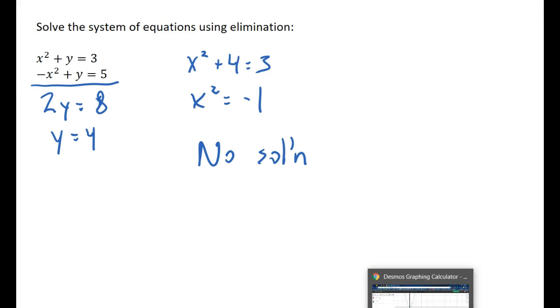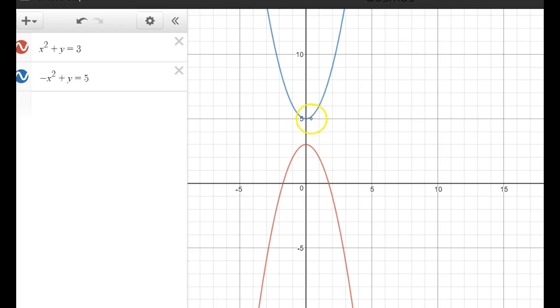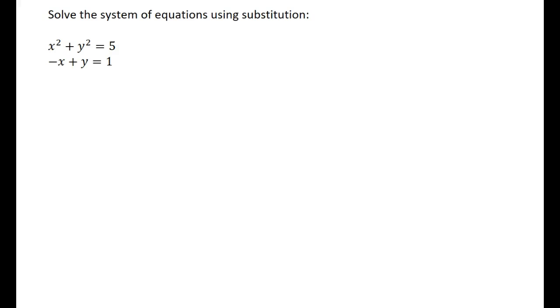Now let's take a look at the graph of them. And you can see that it's two parabolas that do not intersect each other at all, so that's why there's no solution to this system. And let's do one more example. This time, instead of doing elimination, we're going to use substitution.